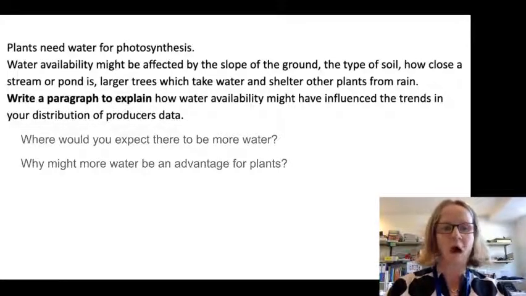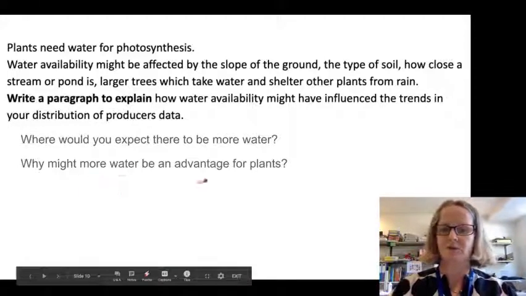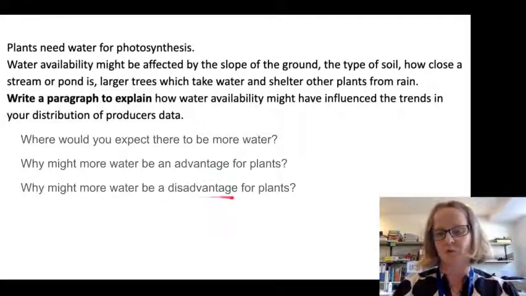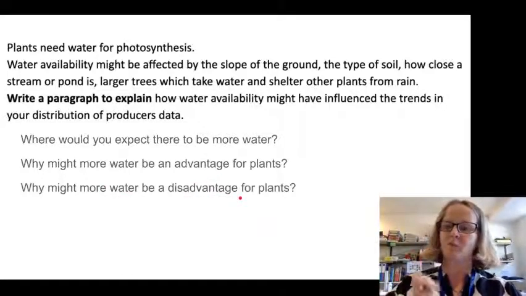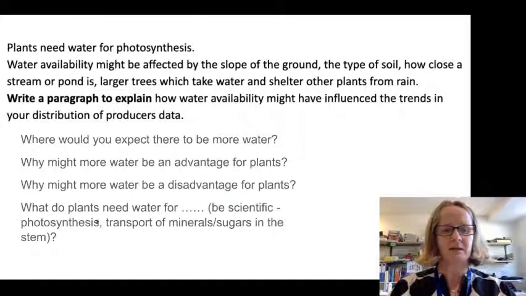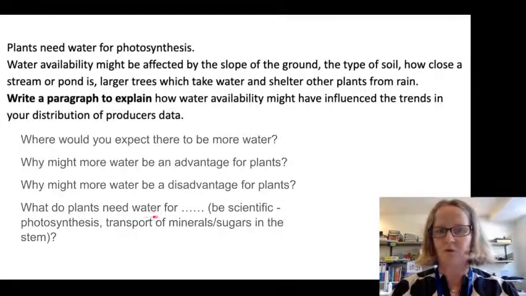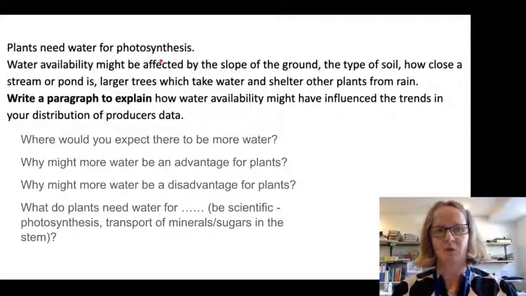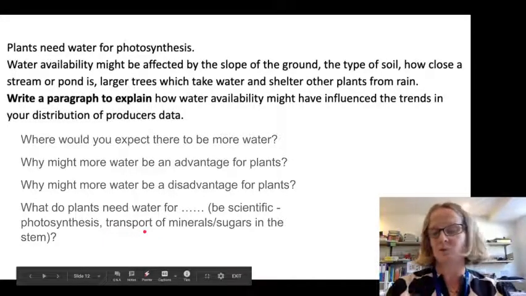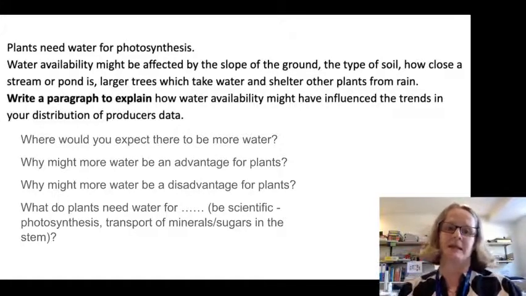Then have a think about why more water might be an advantage for plants. Why might more water be a disadvantage for plants? And that might then influence which plants are growing where. So have a think when you're explaining, what do plants need water for? There's a clue at the top here. Try and be scientific. Use scientific words. So use words like photosynthesis. And you might also know something about how plants move substances around inside their stems and inside their leaves. So if you know that, or if you want to look that up, you could include that in your explanation.